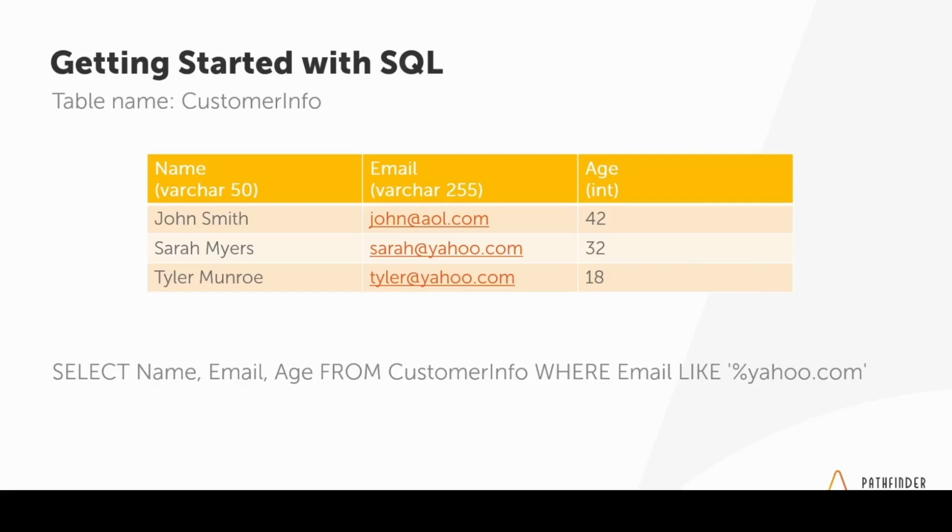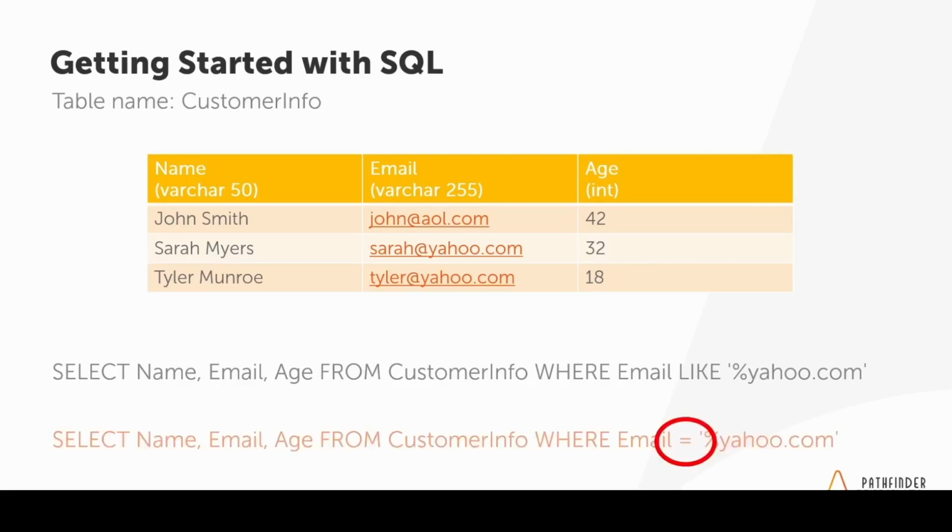Wildcards for filters in SQL have two parts: the wildcard itself, which is the % sign, and the like keyword. Let's add a different filter based on the email address.